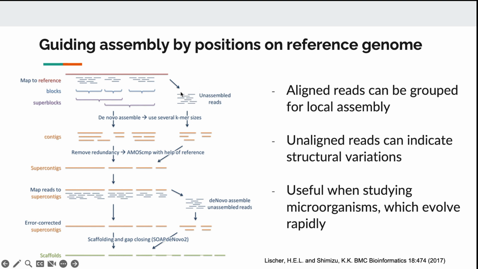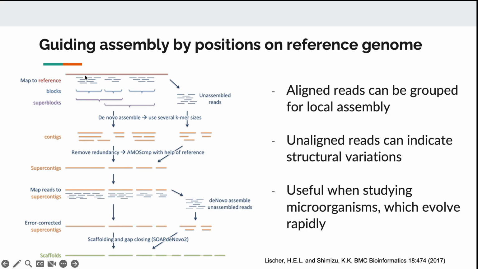And these reads might indicate structural variation, like new insertion, new deletion, or something that differs between the reference genome and our genome of the species of the organism that we are studying. So we can distinguish the two reads, right? One that aligns and one that doesn't. Right? And for the reads that align, we can group them into blocks. By blocks we mean kind of regions on the genome where these reads align to. And we can do assembly.